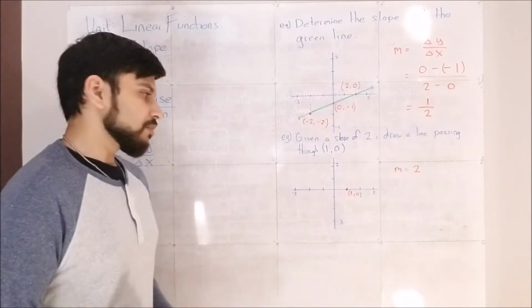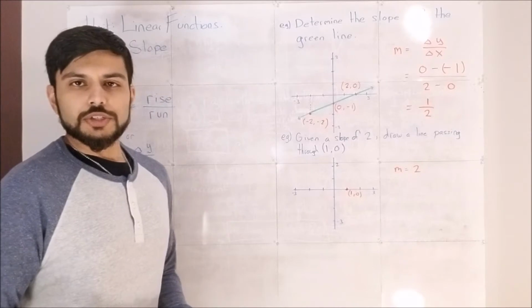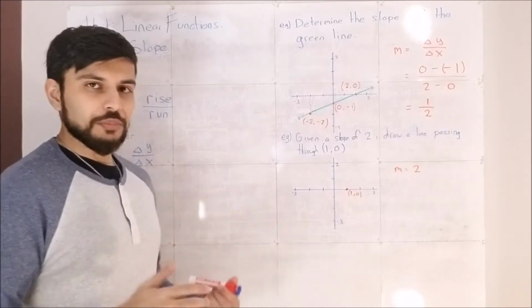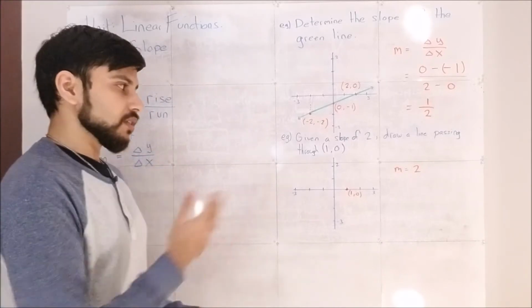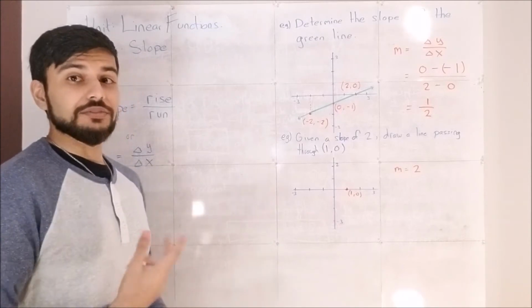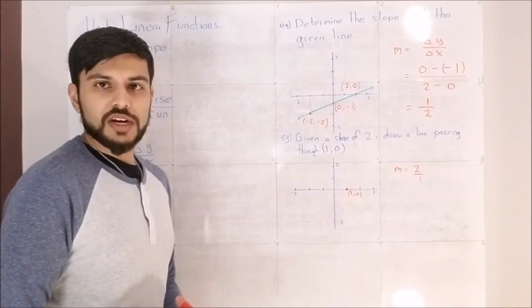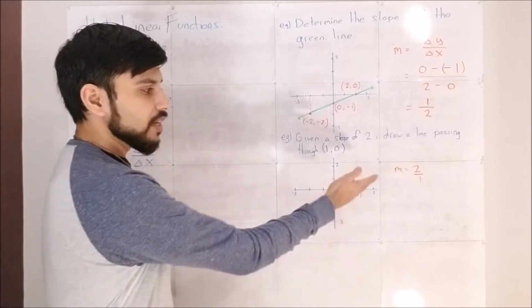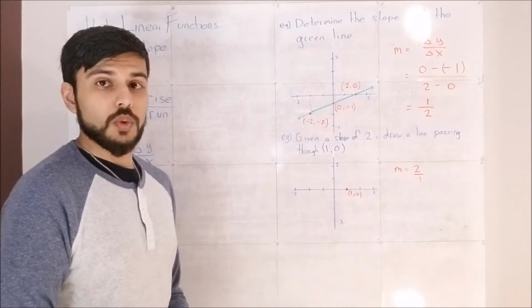Okay, so I've written down that m is equal to 2. It's a little bit of an issue because I'm used to it being a fraction, but remember, any number, when it's written just as a whole number by itself, it means that it's a fraction over 1, right? Because 2 divided by 1 is just 2. So your rise in this case is 2, your run is equal to 1.